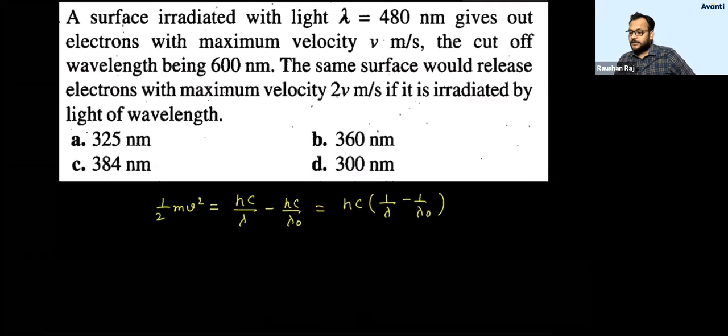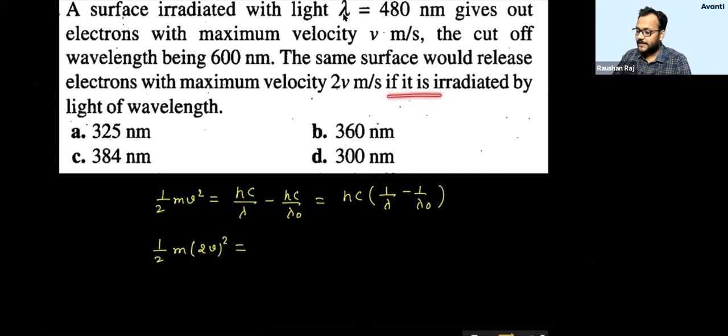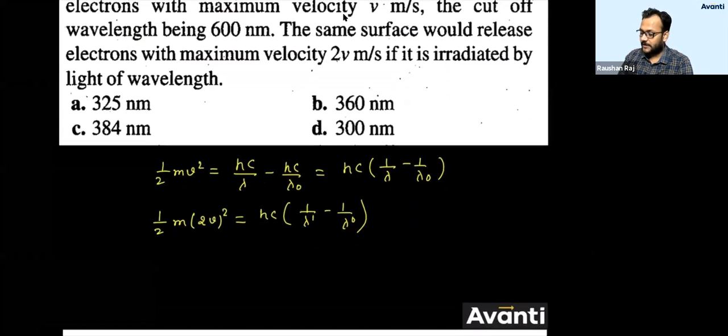All right. So the same surface would release electrons with maximum velocity 2v. So half into m into (2v) whole square will be equal to, if it is irradiated with a light of wavelength, we have to find that wavelength. So hc into 1 by lambda prime minus 1 by lambda naught, right? So we have to find what is the value of lambda prime, because this lambda is known to us. This lambda is known to us. How much is it? 480. We have to find the value of lambda prime.